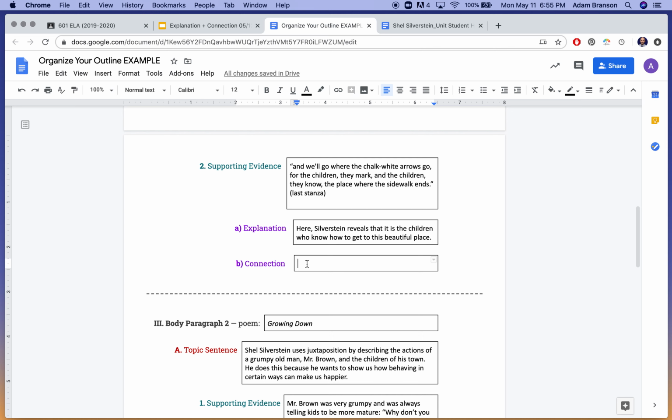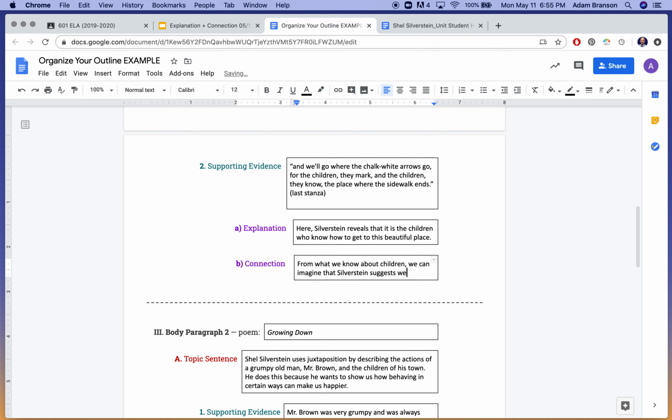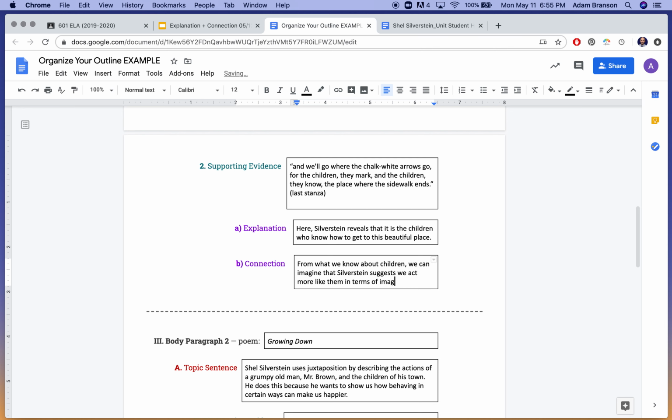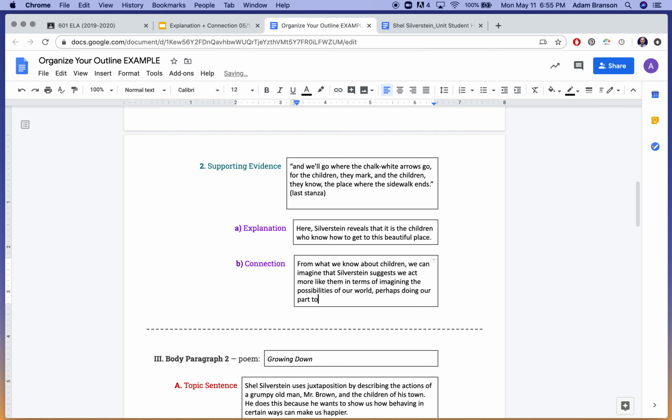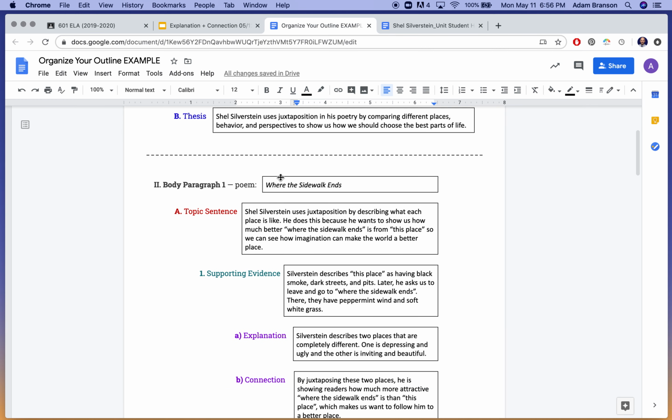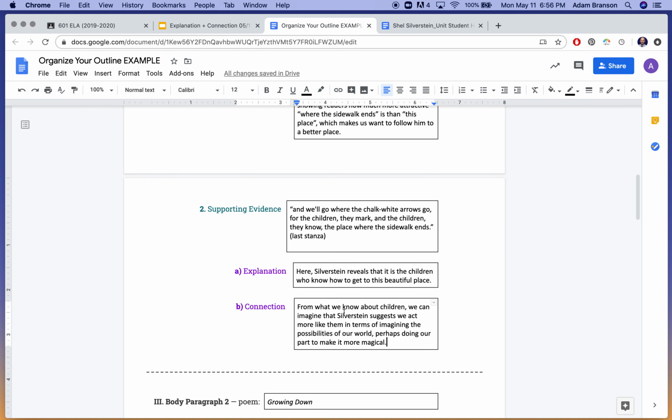And now the so what. So what? So what that children know how to get there? Now I have to make a connection back to what I was saying. How about this? So this is my connection. I'm taking the evidence and I'm taking my explanation and I'm saying, from what we know about children, we can imagine that Silverstein suggests we act more like them in terms of imagining the possibilities of our world, perhaps doing our part to make it more magical. Right? So that's why. Why is he using juxtaposition? He's using it because he wants us to imagine how we can be more like children.